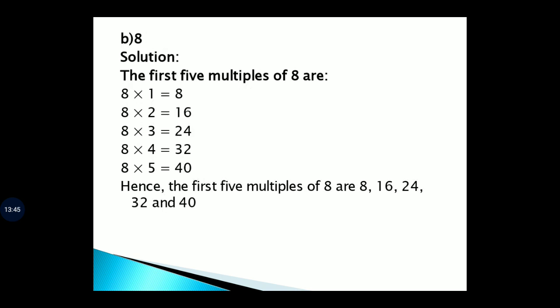Next problem, B. Question is 8. Solution for this problem: the first 5 multiples of 8 are. Now let us multiply 8 with 1. 8 into 1 is equal to 8. 8 into 2 is equal to 16. 8 into 3 is equal to 24. 8 into 4 is equal to 32. 8 into 5 is equal to 40. Hence, the first 5 multiples of 8 are 8, 16, 24, 32 and 40.